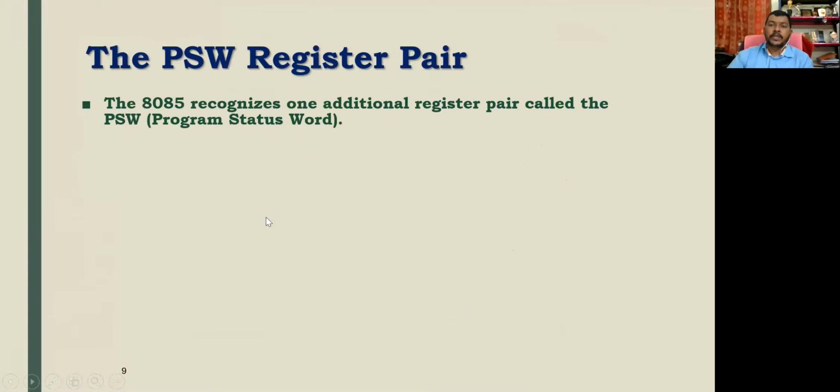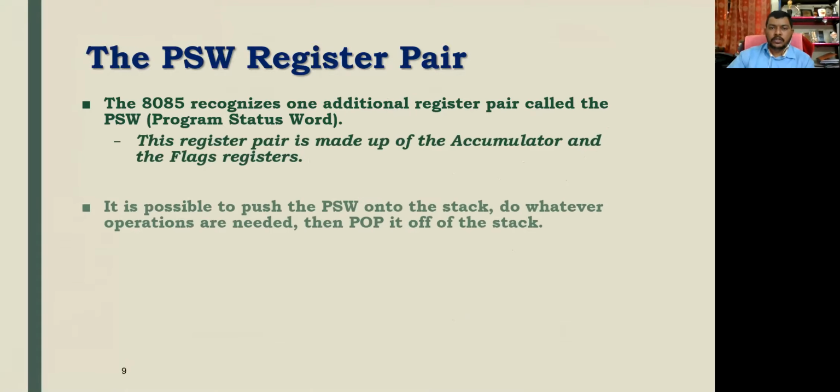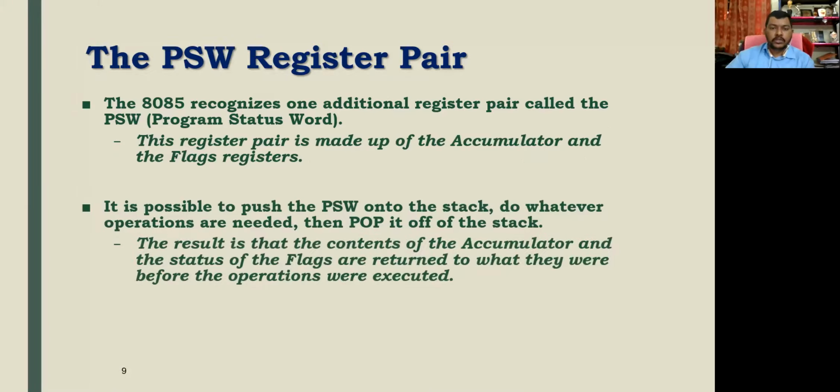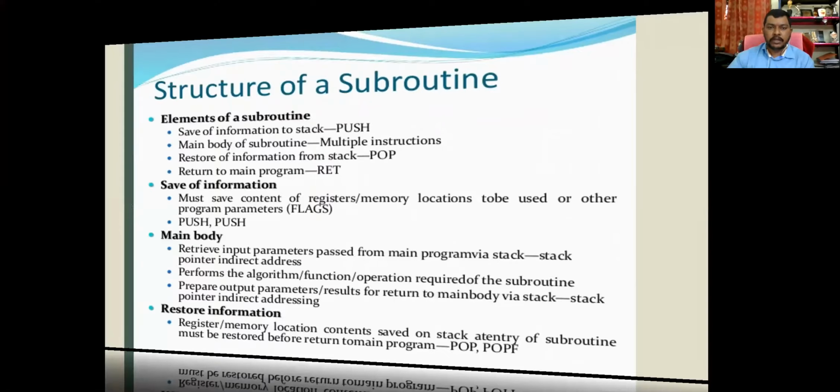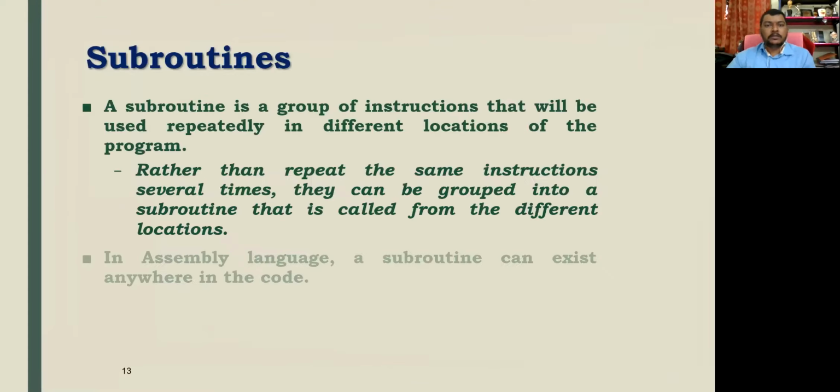You can also push PSW, the accumulator and the status register, that is the flags. Both make 16-bit data, and that can also be pushed on the stack. Then we have studied about the subroutine. A subroutine is a small program written at a memory location other than the main program, and we can call this subroutine in the main program many times. So we can reduce the length of the program by using this. This is called a subroutine.